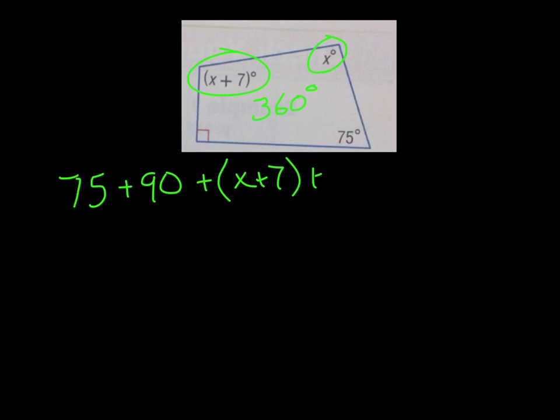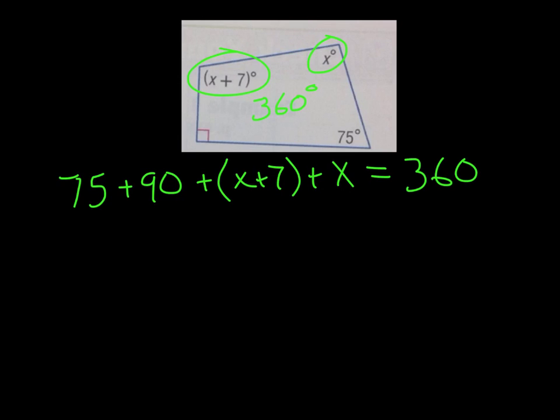So knowing that the interior angles of all quadrilaterals equal 360 degrees, I can use that information to help me figure out missing angles of quadrilaterals, like I have here. So I can see in this quadrilateral that I have one angle that is 75 degrees, plus a 90-degree angle, plus one of my angles that's x plus 7, and another angle that's x. And I know if I add all those up, I'm going to get 360 degrees.